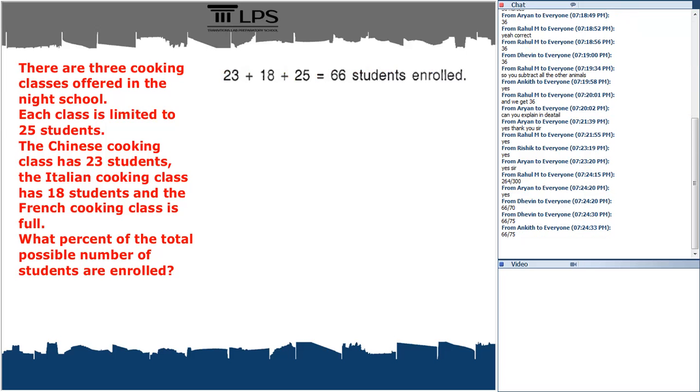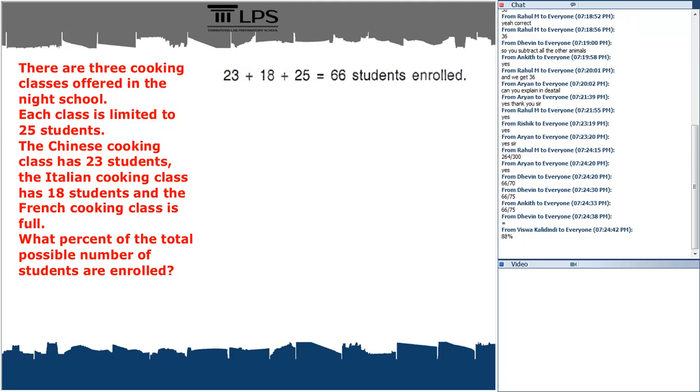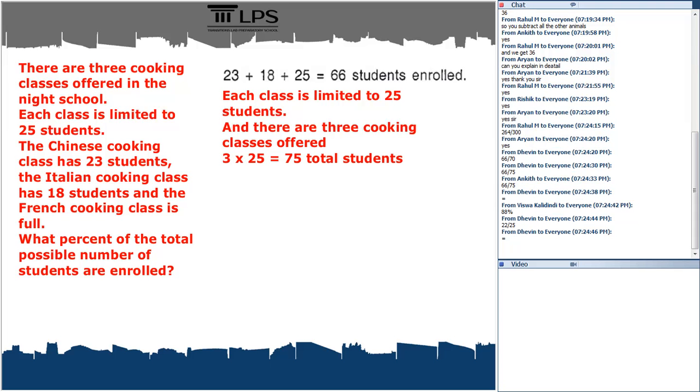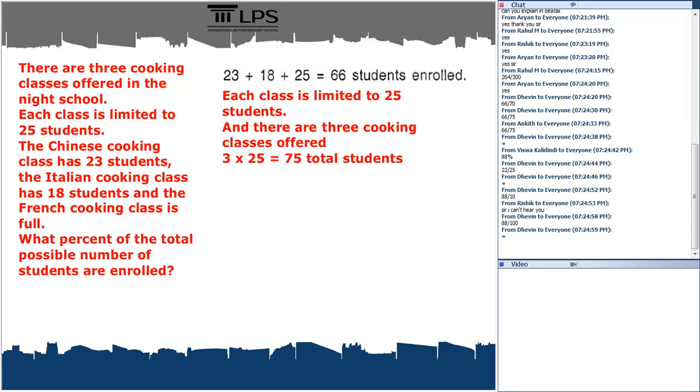Anket, yes. The total number of students is going to be 75. Each class is limited to 25 students, and there are 3 cooking classes offered. So 3 into 25 is 75, the total number of students. Deven, please rethink. There's something going wrong there.